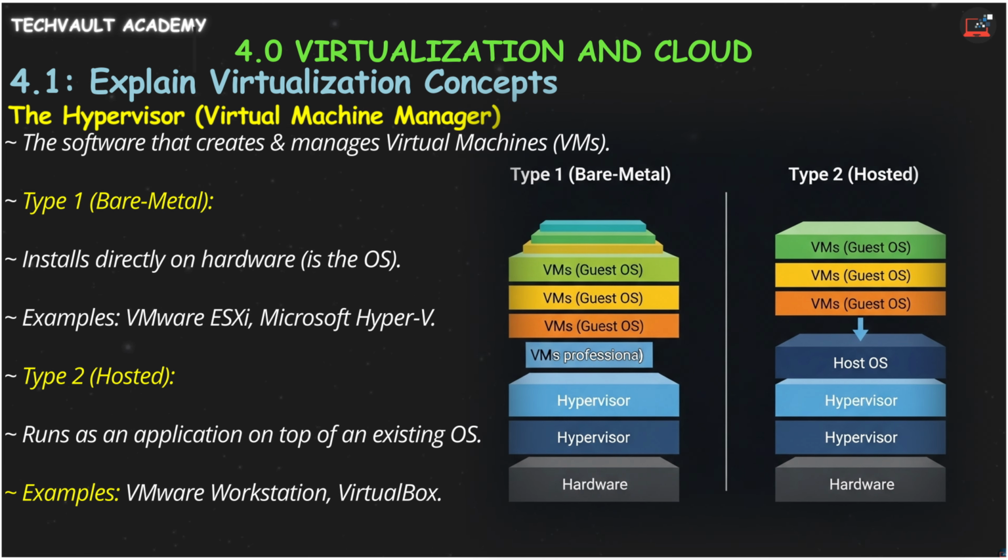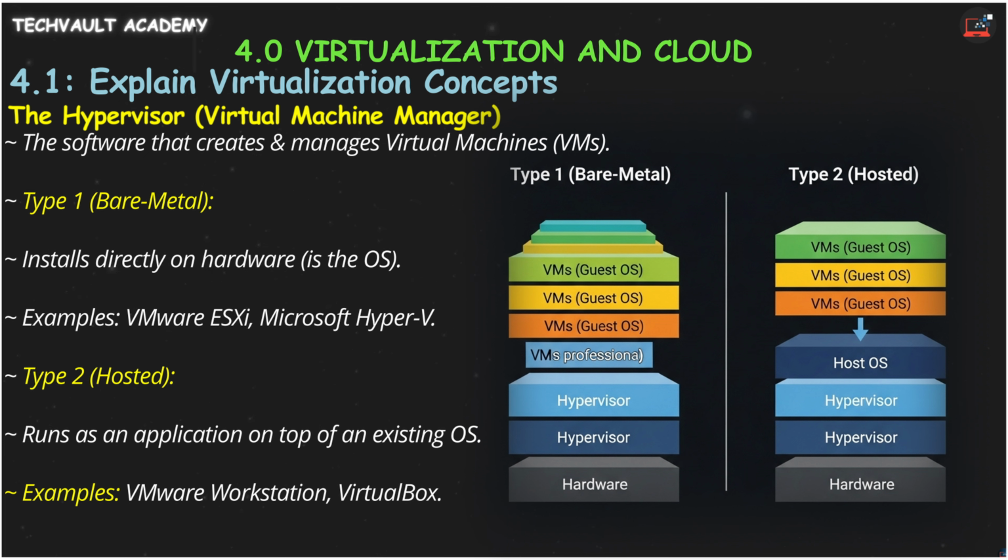There are two types. A Type 1, or bare metal hypervisor, installs directly onto the computer hardware, acting as its own lean operating system. Think VMware ESXi or Microsoft Hyper-V. A Type 2, or hosted hypervisor, runs as an application on top of an existing OS like Windows or Mac OS. Think VMware Workstation or VirtualBox.